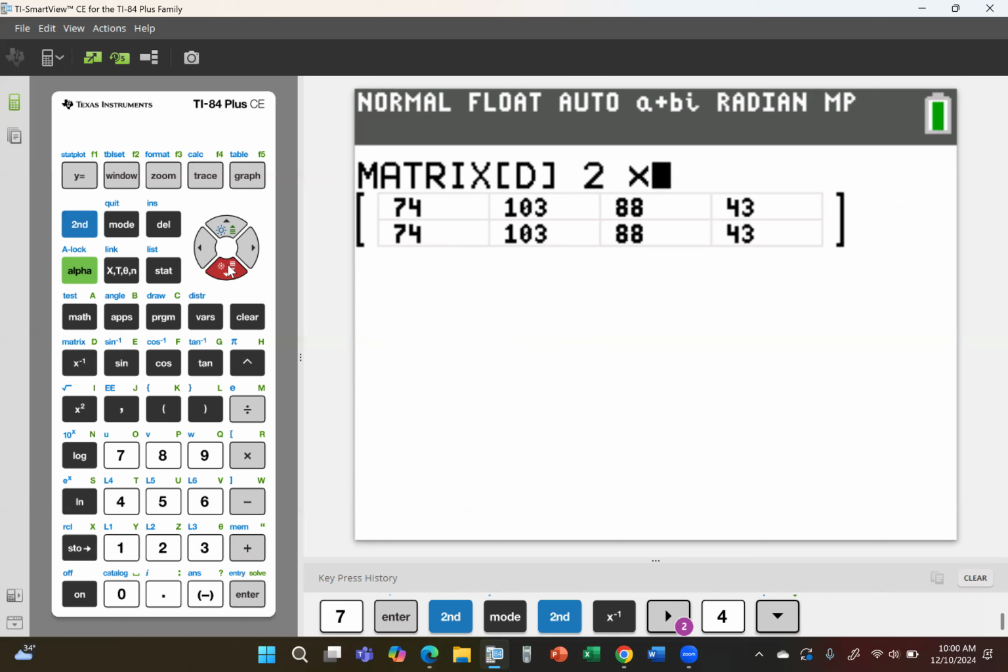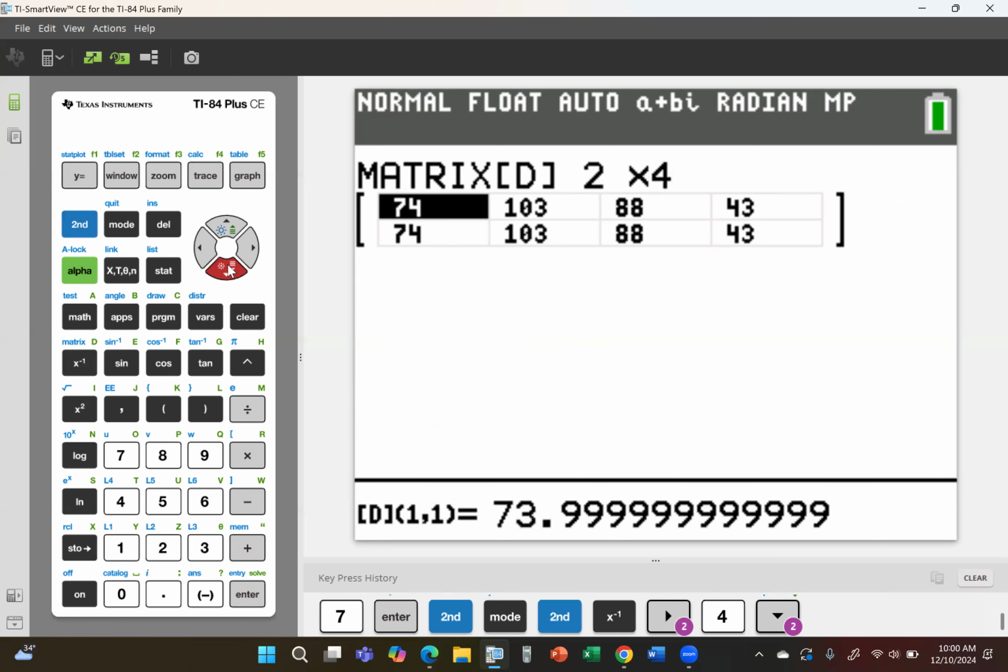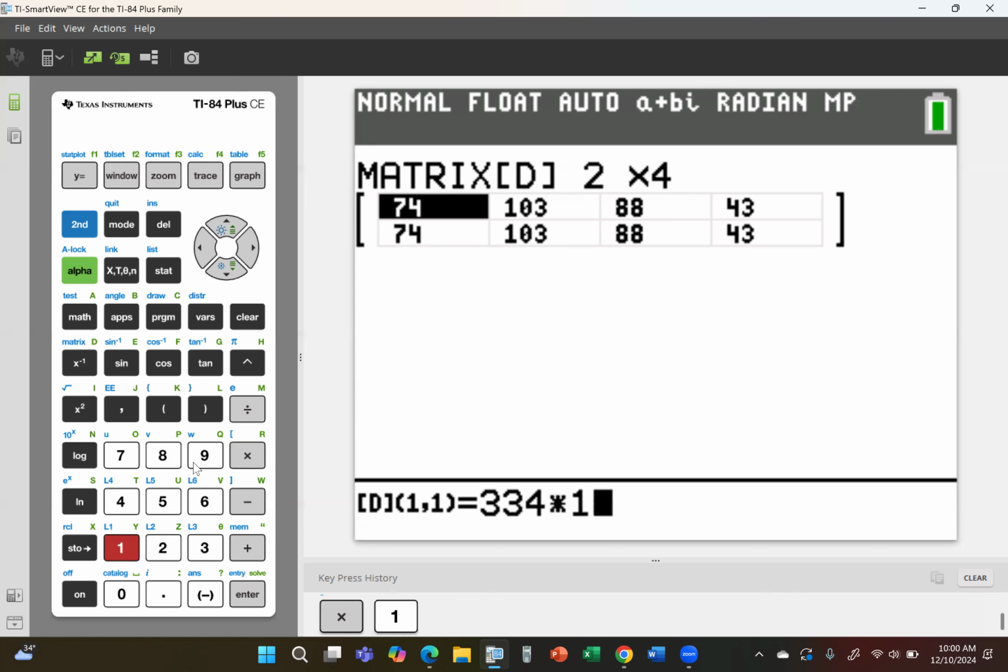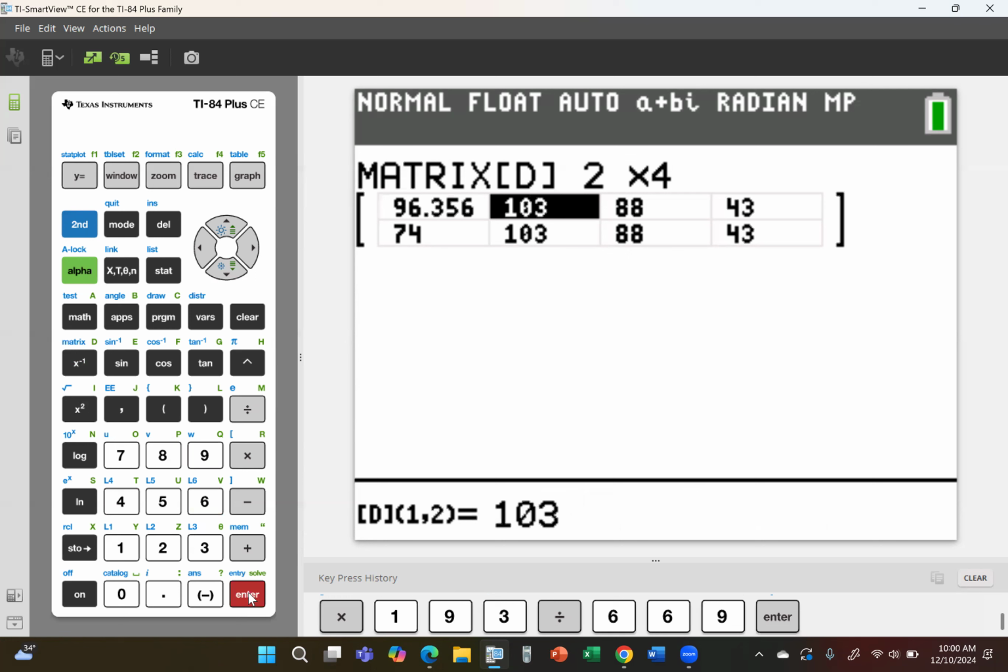So what did we have? So we had a row total of 334. Is that correct? Let's see if I can do this correctly. Times, what was my column total? 193. And divided by 669. So I got 96.356. That looks correct.